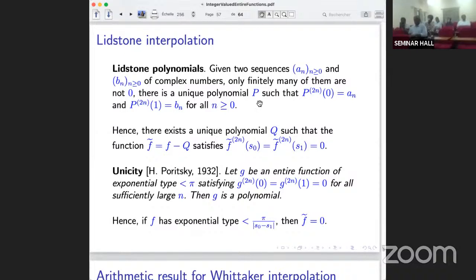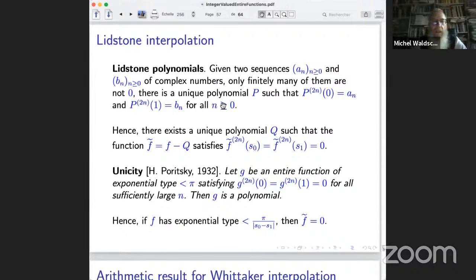Lidstone polynomials tell you that there is a polynomial p such that the derivative of even order at 0 is an, and the derivative of even order at 1 is bn for all n, because only finitely many of them are different from 0. And so using these Lidstone polynomials and with a small change of variable, you map 0 to S0 and 1 to S1, you deduce that there exists a unique polynomial q such that the function f tilde equal f minus q takes derivatives of even order which are 0 at S0 and S1. So this is the first part of the proof. And for the second part of the proof, this is where you will use the fact that the exponential type is less than pi over S0 minus S1.